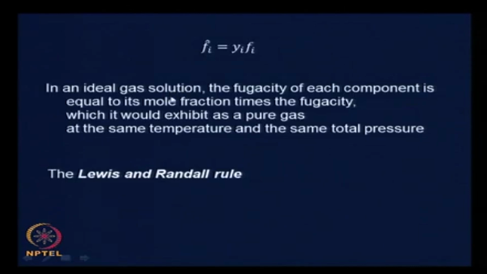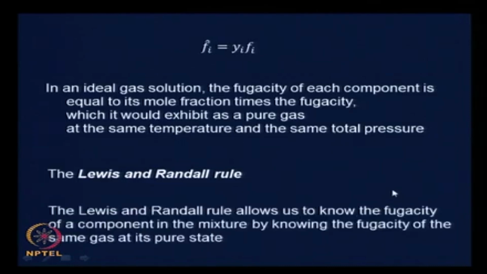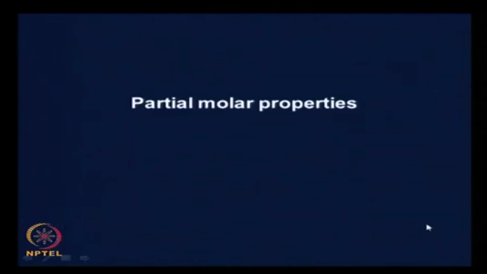In an ideal gas solution, the fugacity of each component is equal to the mole fraction times the fugacity which it would exhibit as a pure gas at the same temperature and total pressure, and this we have already seen. Then we went into something called partial molar properties, which would give us a way of handling our initial problem.